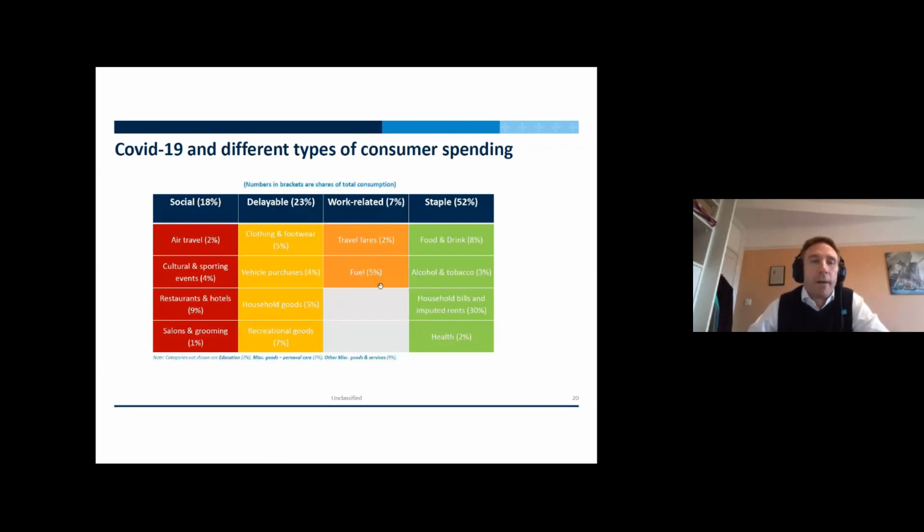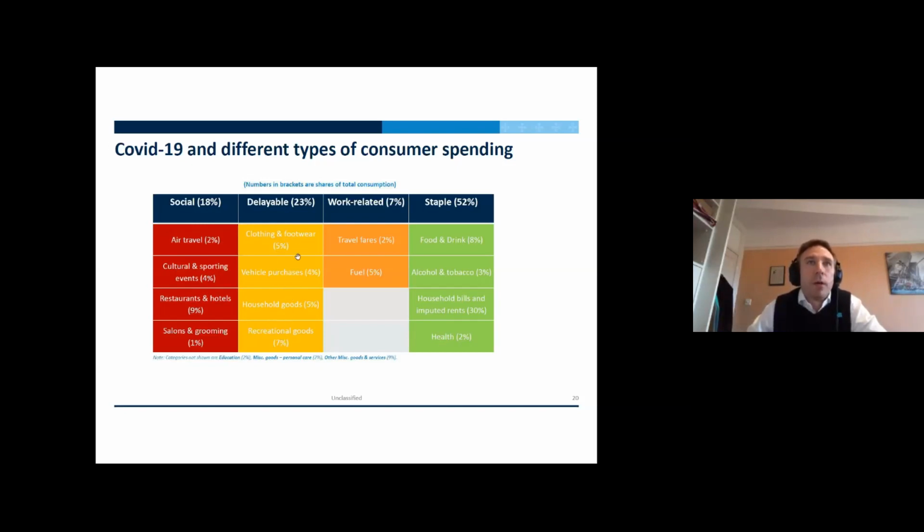The first is social spending, so things you do which require interacting with other people or being close to others, so air travel, cinema, theatre, restaurants, things like that. You'd expect this to be hard hit by COVID, not least owing to the direct restrictions on some of these things. Next is delayable spending. This is largely retail and spending on cars.